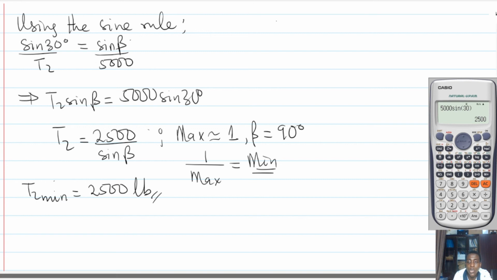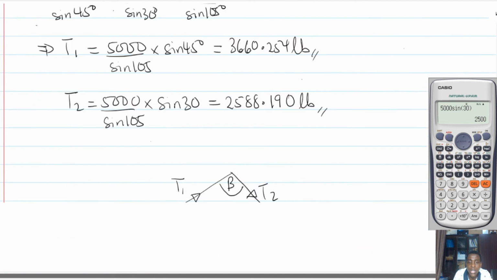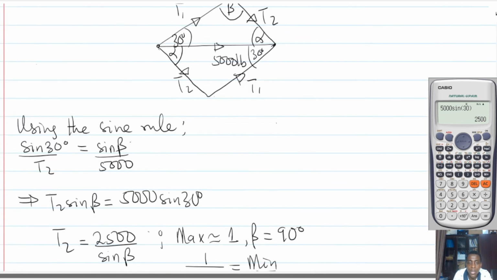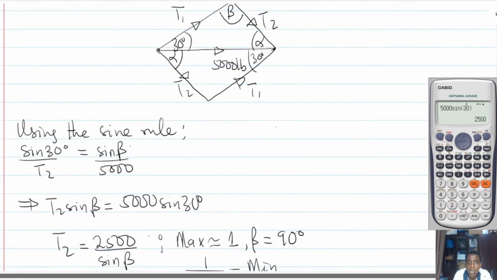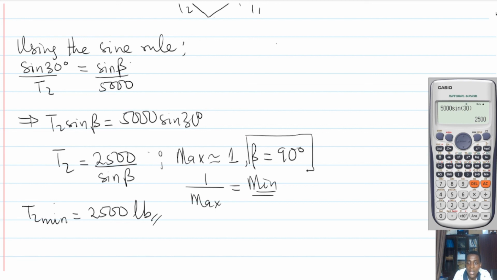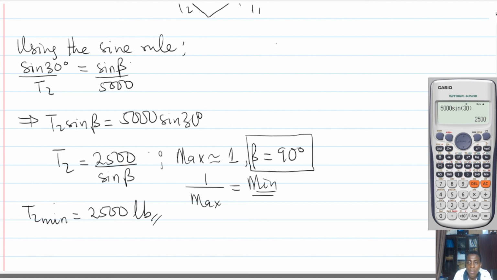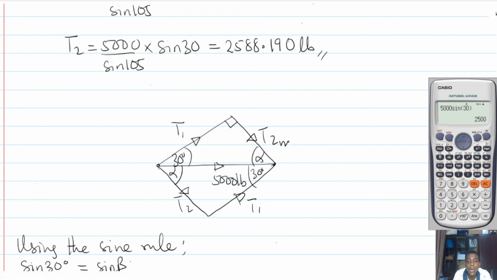Now he said we should find the minimum force, and then we should also find alpha. So this time around, this is what we have. T2 minimum is this one. All right, let's solve for the angles. Now we just said that beta is 90. This is very interesting because if beta is 90, then it means these two forces are actually perpendicular to each other. In other words, for T2 to be minimum, it has to be perpendicular to T1.